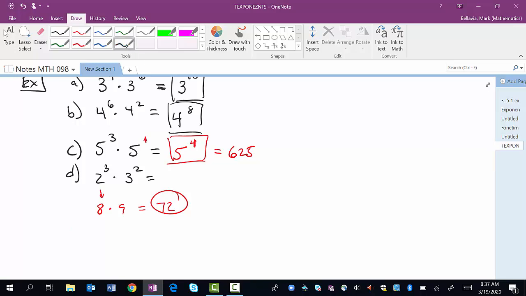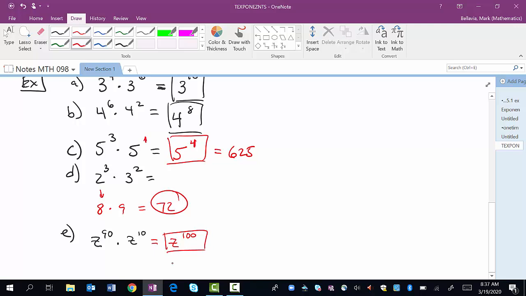And maybe we'll look at just one more here. For letter E, if I had z to the 90th times z to the 10th power. Again, the bases match. z is the base, so the base stays z. Then 90 plus 10, remember you're adding, gives you z to the 100. And that's why it's important to know the rule.